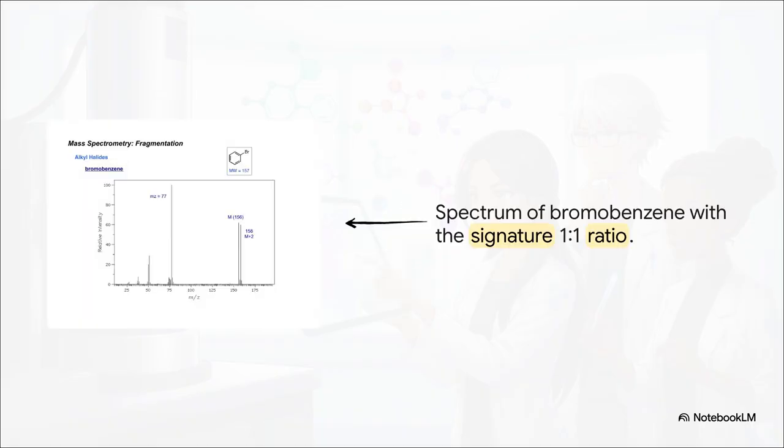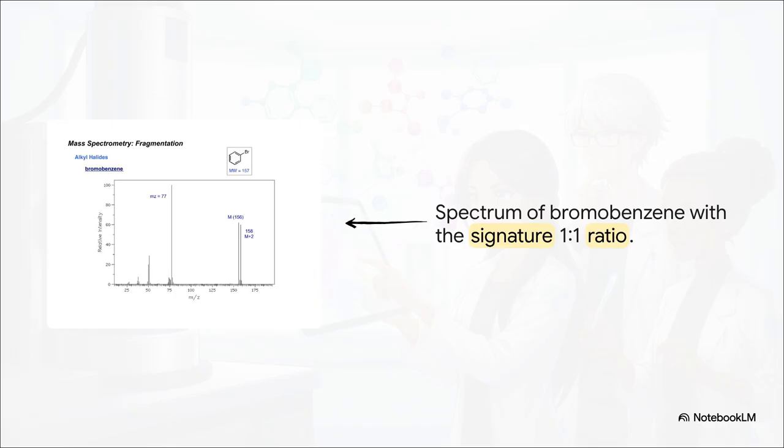When you look at real mass spectrum data for a compound like bromobenzene, this concept really jumps out at you. If you look at the molecular ion region, you'll see 2 tall lines right next to each other at m/z 156 and 158. They're exactly 2 units apart, and their heights are roughly equal. That's the classic 1-to-1 ratio. Without knowing anything else about the compound, the second you see those twin peaks, you immediately know a bromine atom is present in your molecule.